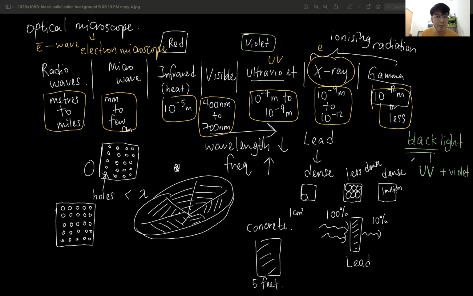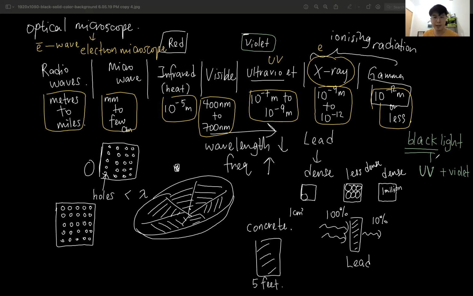So sometimes they mix it with violet. That is why sometimes you see it's like purple. This light is purple light. And the counterfeit money, the device used to detect the fake money, you press, you see purple light, right? So that is also black light. It's UV plus violet.